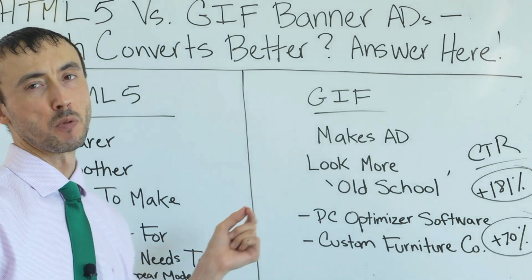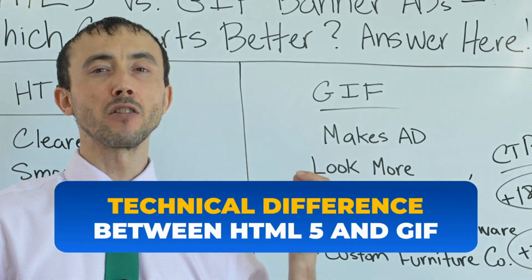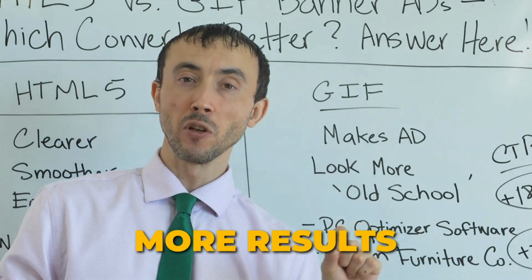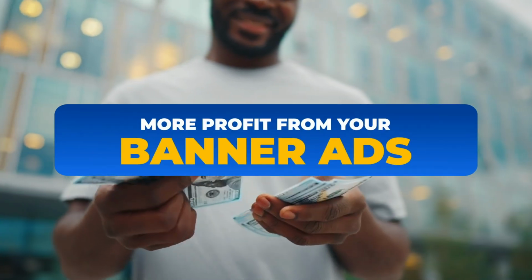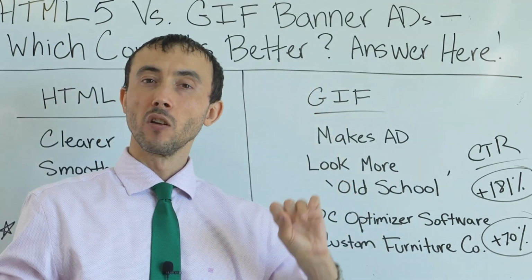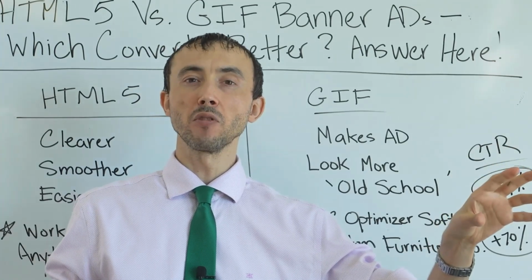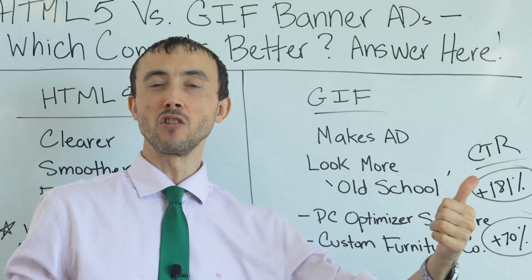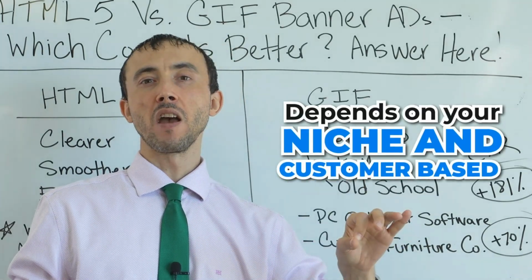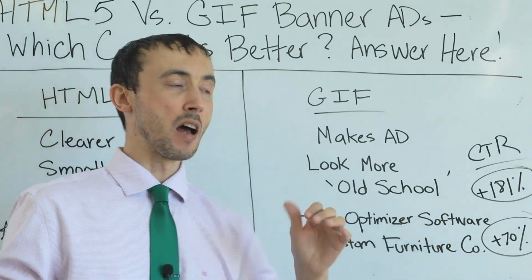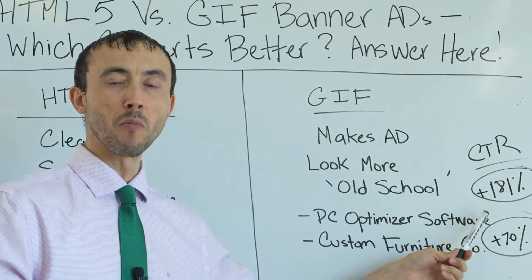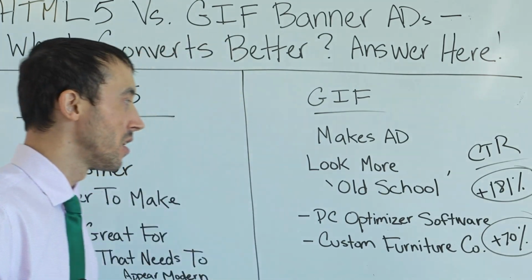There are some clear differences between GIF and HTML5 on the technical side, but then depending on your situation, you could get a lot more results, more profits from your banner ad. Same approach, same design, and as much as 2 or 3 times as much profit from that ad, just depending on what you choose here. It depends on your niche and your customer base what is actually going to work more. And I'm going to go through some case studies where this has come up, which is why I made the video.